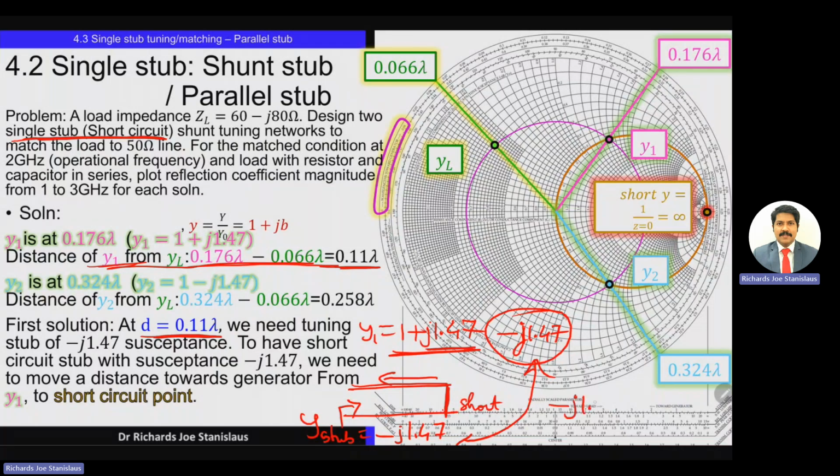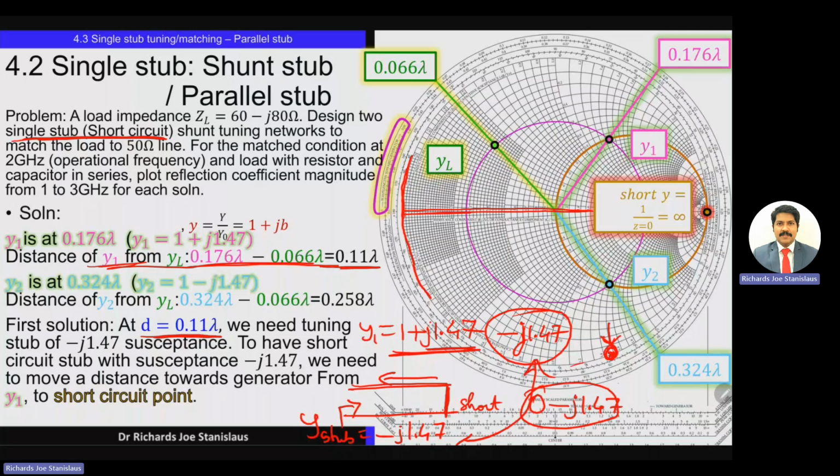So minus j 1.47 is nothing but 0 in real and minus j 1.47 in the imaginary component, right? So 0 is basically this circle, the outermost circle. In the horizontal axis, if you see, the real values are just given over here. So 0 is basically this outermost circle, right? So 0 minus j 1.47 will come somewhere over here between 1.4 and 1.5, right? So at this place, we will be getting the minus j 1.47 point. So connect this. This will be the stub's impedance, right?